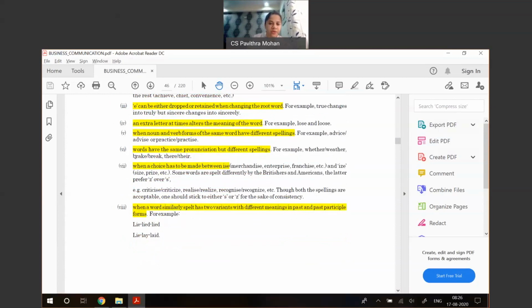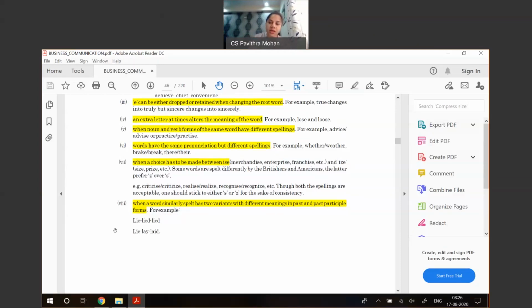Then you have words with the same pronunciation but different spelling: whether, break, there. Please be sure that you're using the right words. When a choice has to be made between ISE and IZE, ISE is more like British English and IZE is more American. If you're going with ISE in the entire paragraph or report, kindly go with ISE, don't change to IZE. If you're following IZE, follow IZE in the entire document. It's a basic principle: keep uniformity throughout the passage.